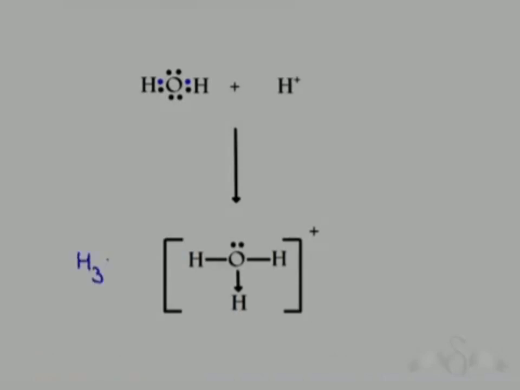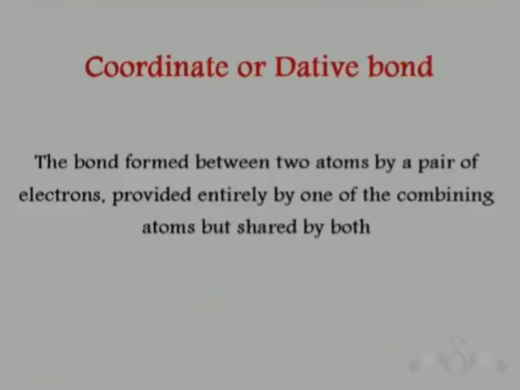In this, the oxygen atom is the donor as it is completely sharing one lone pair of electrons with hydrogen, and this hydrogen is the acceptor. So the bond between oxygen and hydrogen is a coordinate or a dative bond, which is shown by an arrow. So a coordinate bond or a dative bond is formed between two atoms such that one pair of electrons is completely provided by one atom and it is shared by the two atoms.